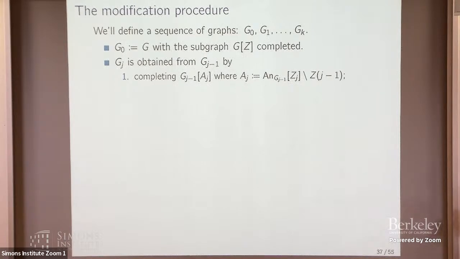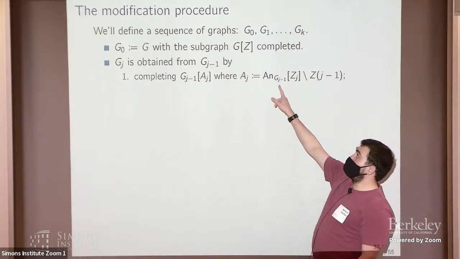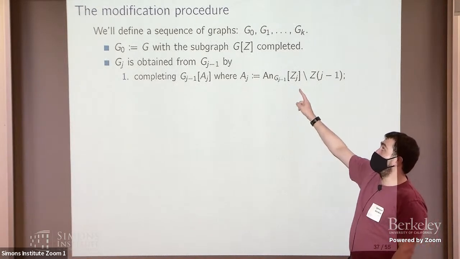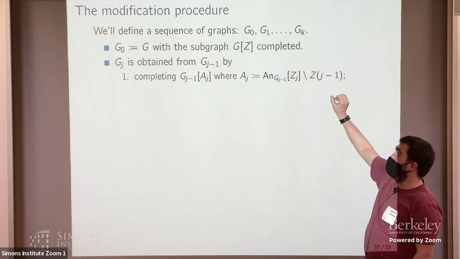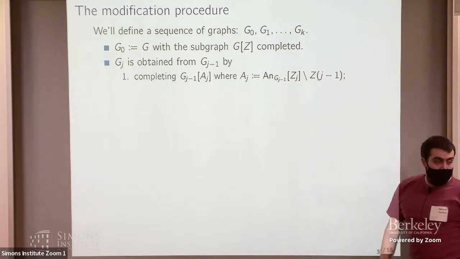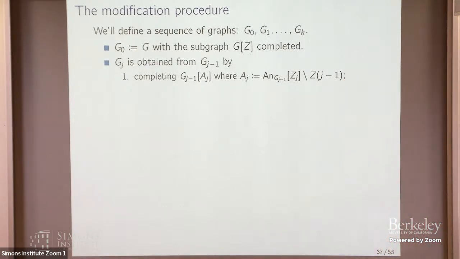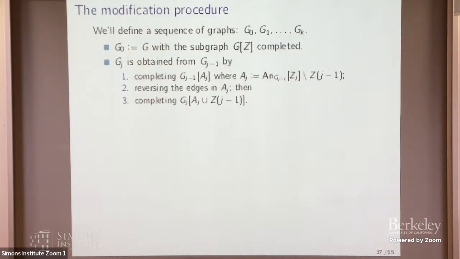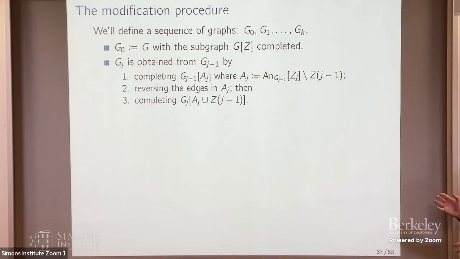So this set Aj is all the ancestors in Gj minus 1 of our chosen Z vertex without all the other Z vertices. And we're going to complete them. Then we're going to flip all the edges in this subgraph. And then we're going to complete the subgraph Aj and the other Z vertices. So this is kind of complicated. Let's look at an example.